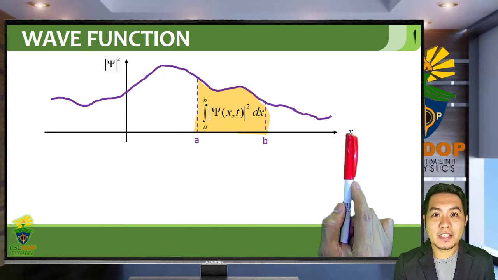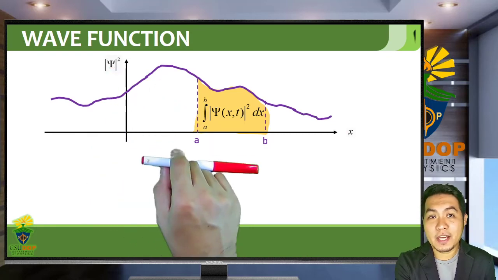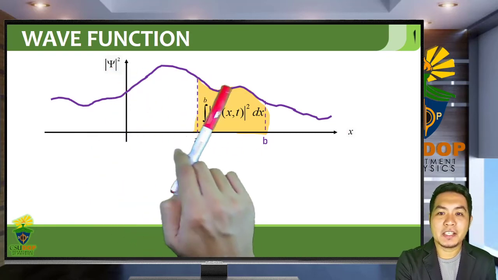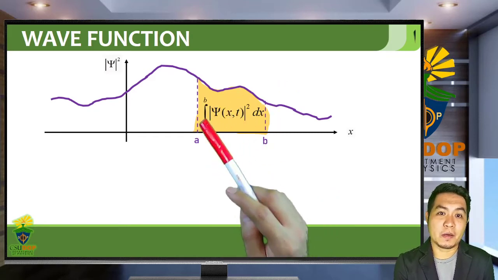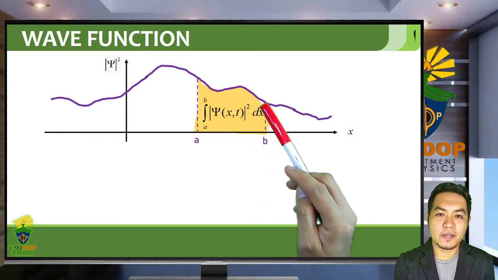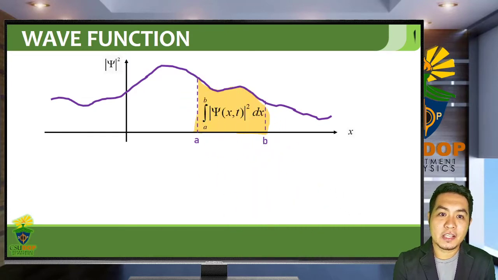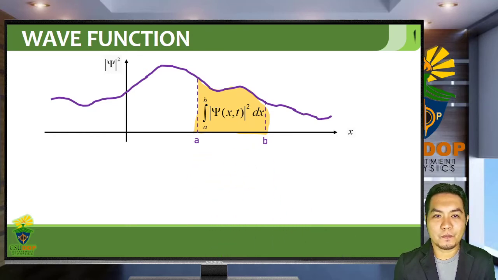So area is just y times x. So probability density times x will give you probability. Probability per unit length times length is probability. So the area under the curve here represents the probability of finding the particle between A and B.